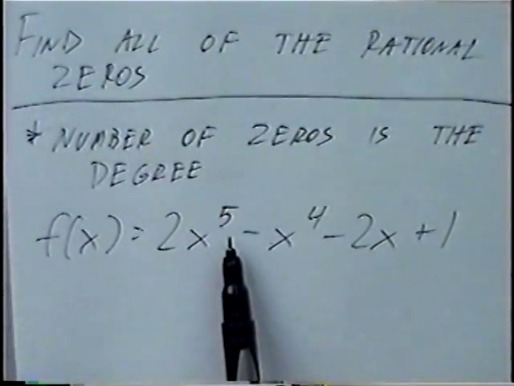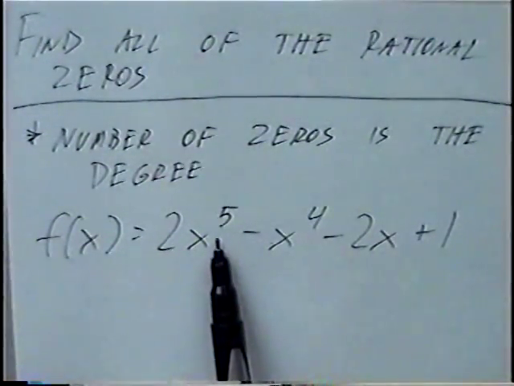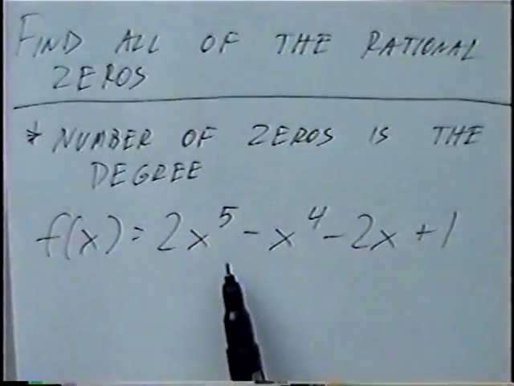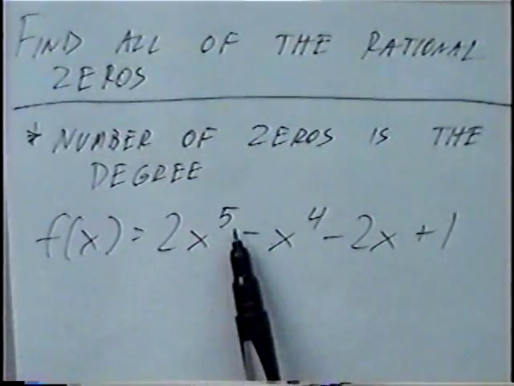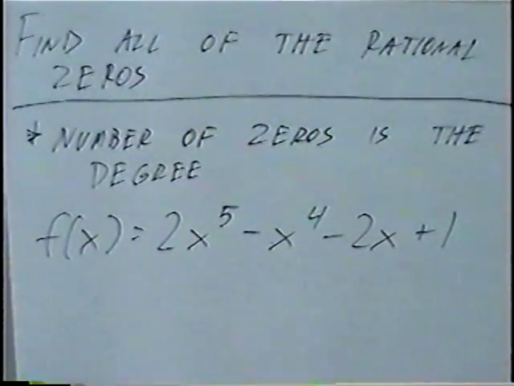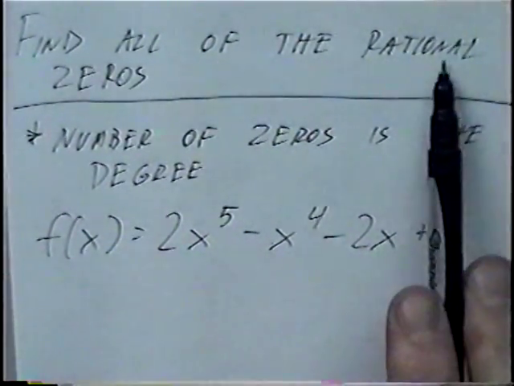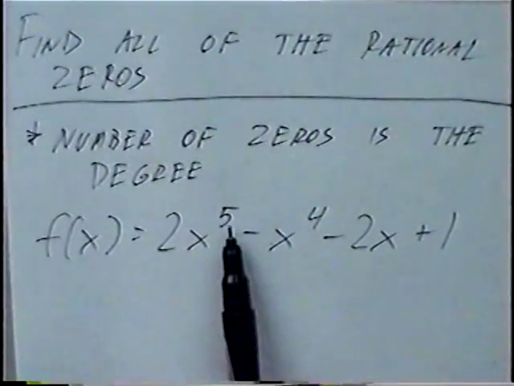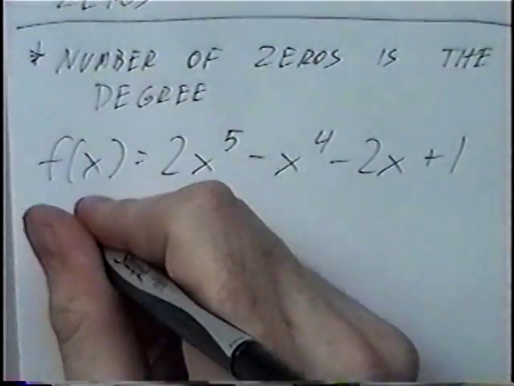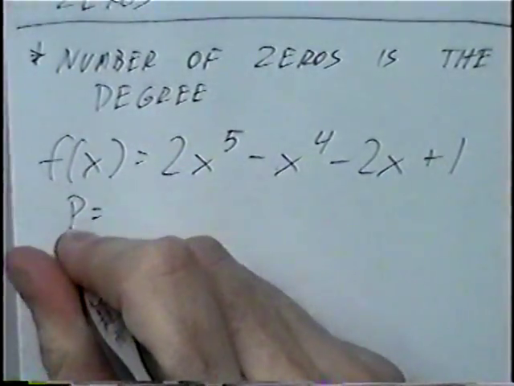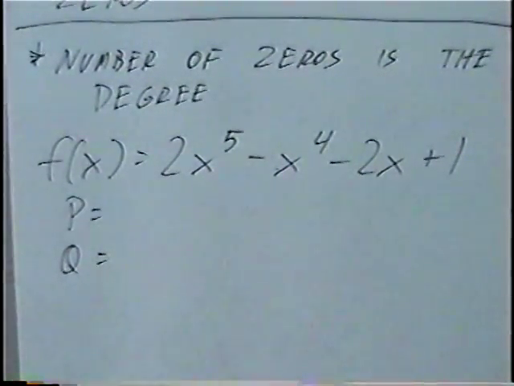Looking at the degree total, we have x to the 5th, so that means this function has a total number of 5 zeros. They could all be rational zeros, or some of them could be rational and some could be imaginary. But for this section, we'll find just the rational zeros, which could be up to 5 zeros. First, we'll list off the possible zeros by listing the p's and the q's.